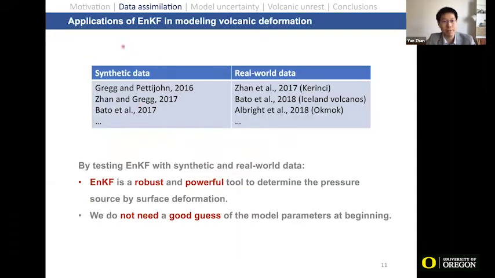There are a few applications using the EnKF to model volcanic deformation by using synthetic data or real world data. Although there are not many studies, those pioneering works have already shown that the EnKF is a robust and powerful tool to determine the pressure source. And we don't need a very good initial guess, since the EnKF can help us with the model and the data to determine those parameters.